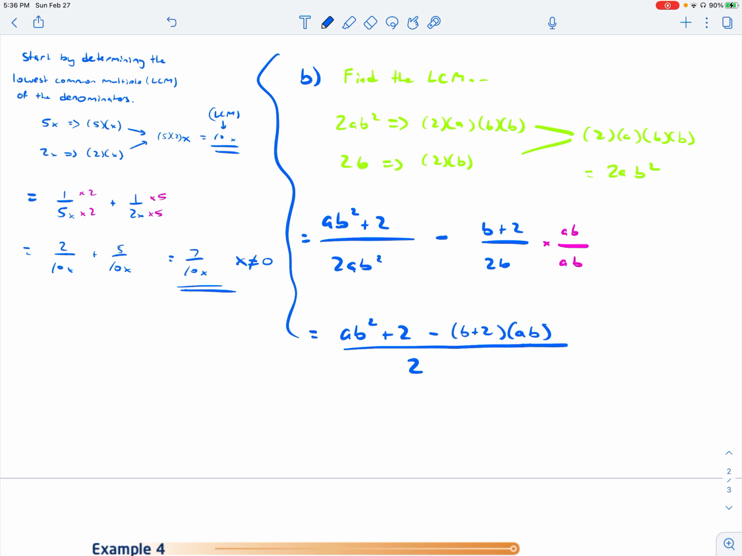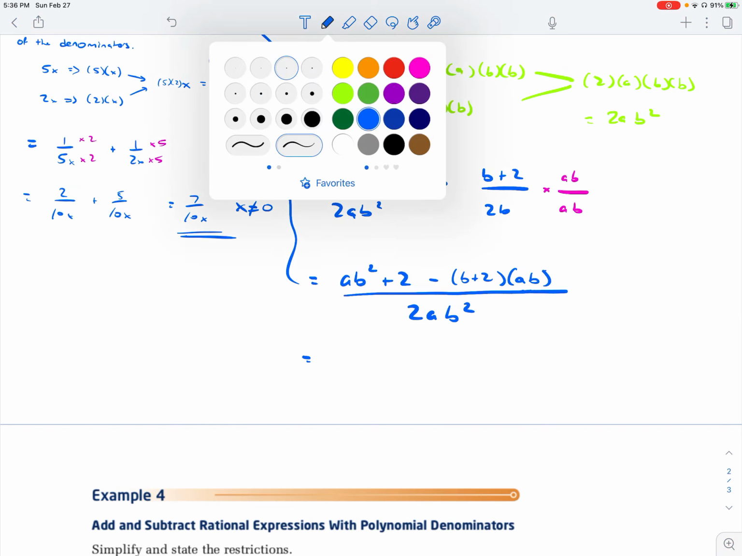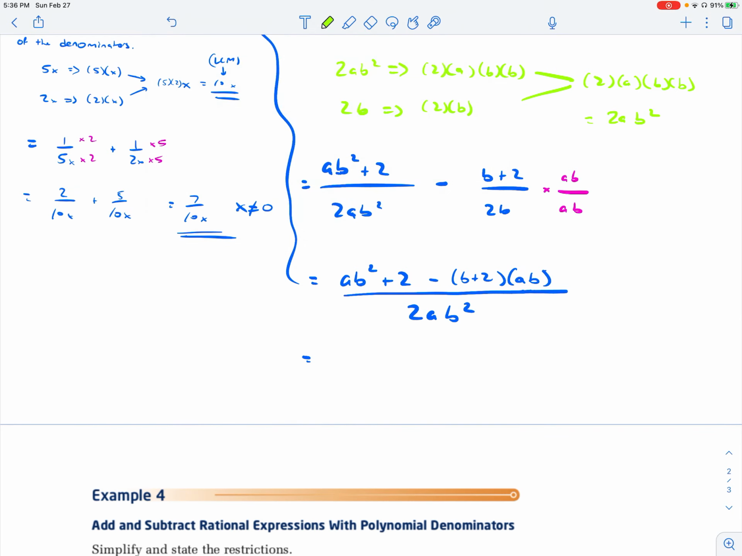And this is all over 2ab squared, the common denominator. Now we just have a little bit of work to do here. So I'm going to distribute this in. I know it's kind of backwards distribution. We're going to take ab and multiply it into this bracket so that we can take care of that.